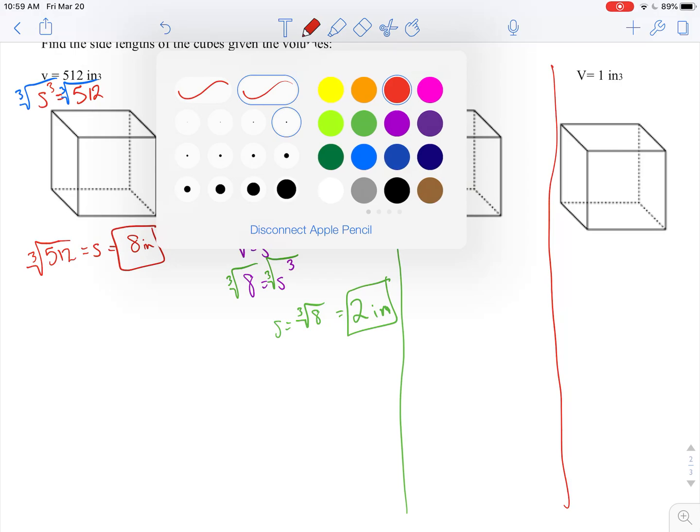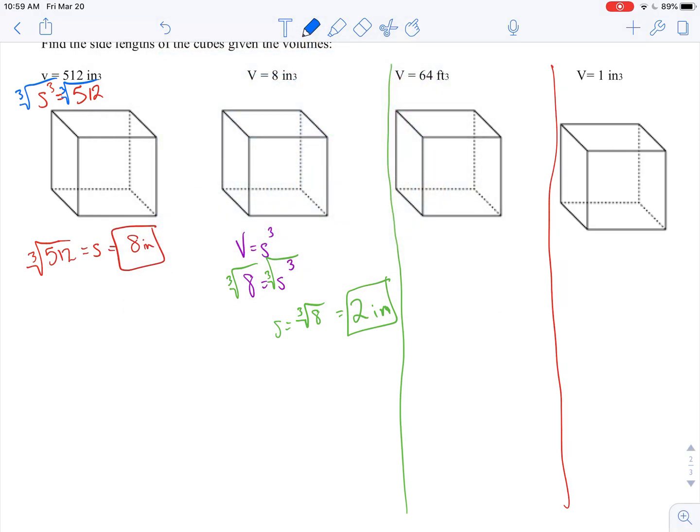All right, why don't you guys try the last two? Just take your cube root and then unpause the video and let me know how it went.